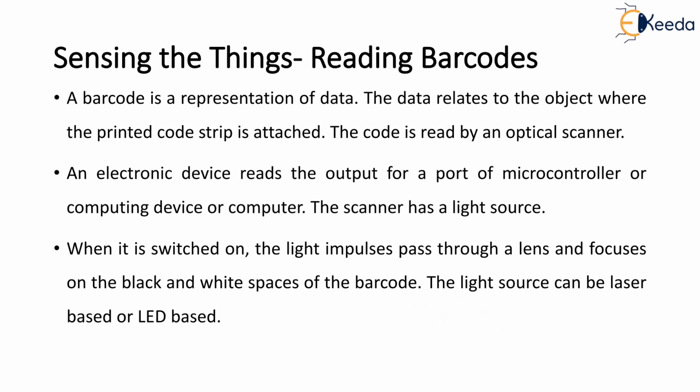So next, sensing the things, that is reading barcode. So barcode uses one-dimensional or two-dimensional code. So barcode is a representation of data. So the data relates to the objects where the printed code strip is attached. So the code is read by an optical scanner. So earlier a barcode would systematically represent data by varying the widths and spacings of parallel lines. So the code was a linear or one-dimensional code.